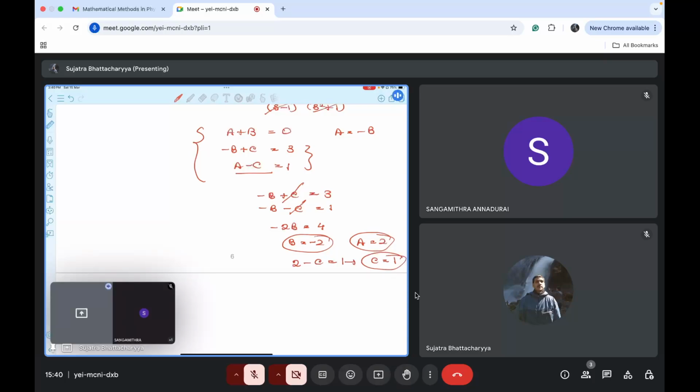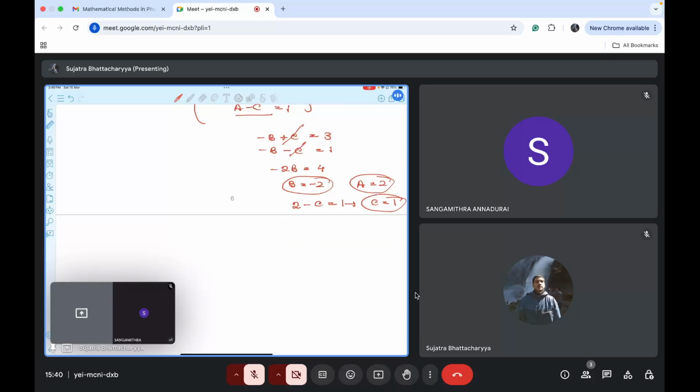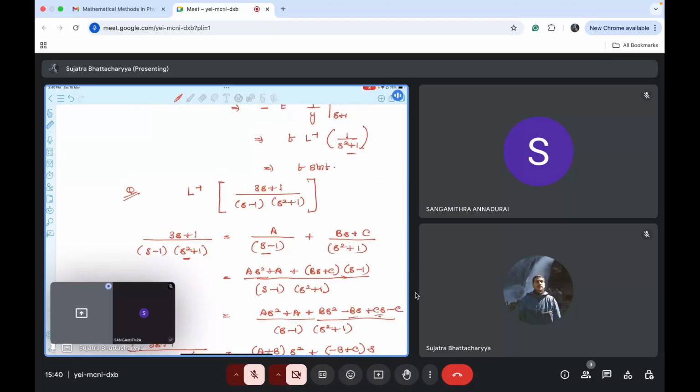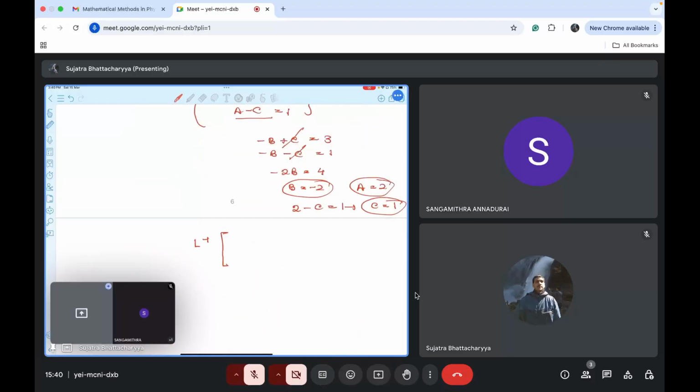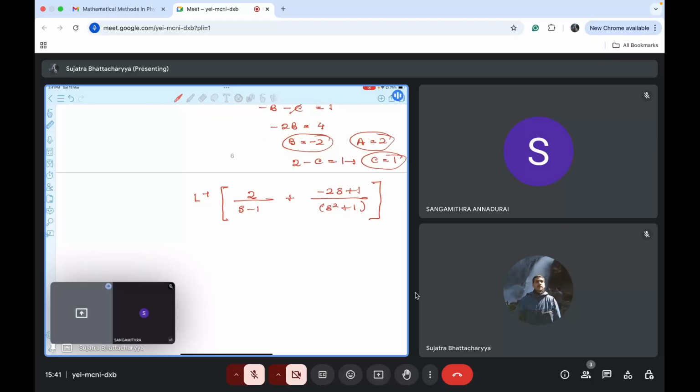Okay. So these are the values which we have got. Therefore, we can write L inverse of 3s plus 1 upon s minus 1, s square plus 1 as 2 upon s minus 1. This is one part. The second part is minus 2s plus 1 divided by s square plus 1. Now, what has improved? You can see that there are two prominent summations. One is 2 upon s minus 1, another is something related to s square plus 1. Once we have reduced to this, it is easy to solve.